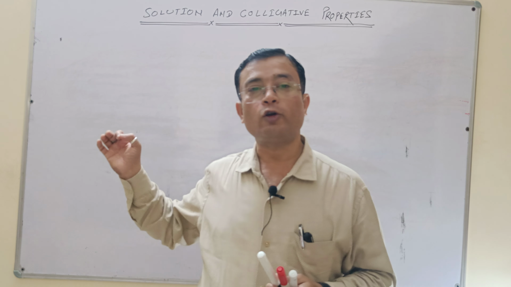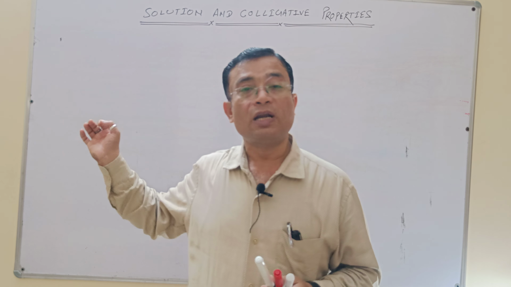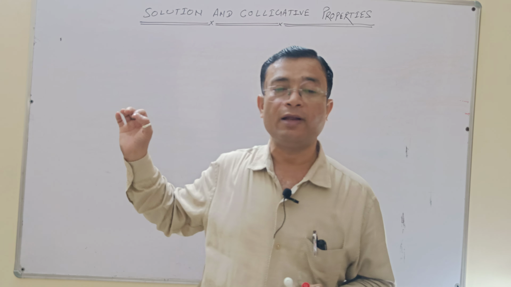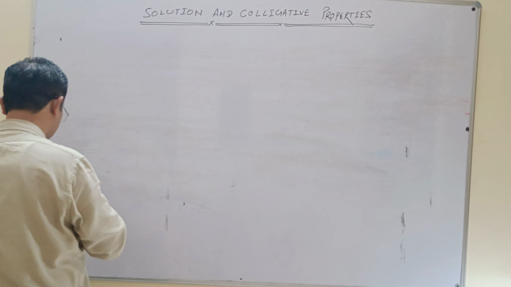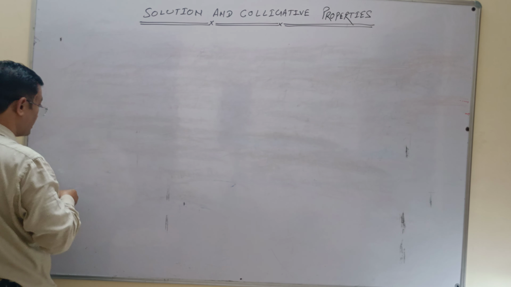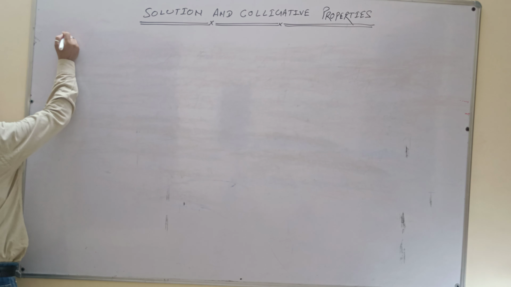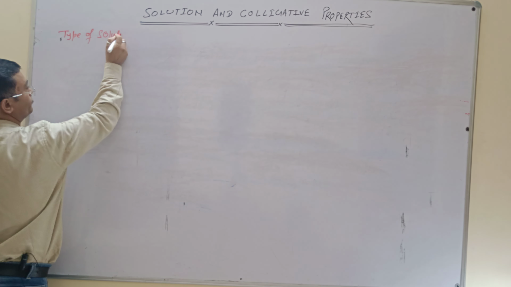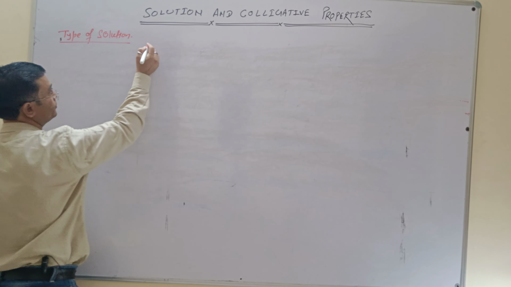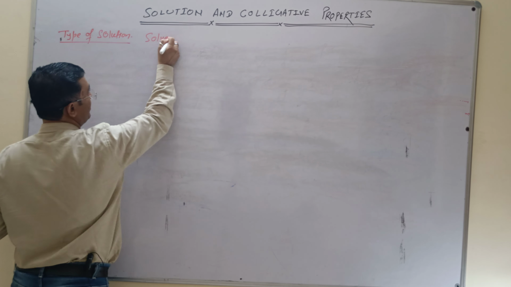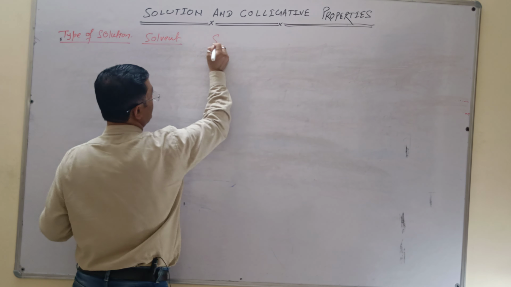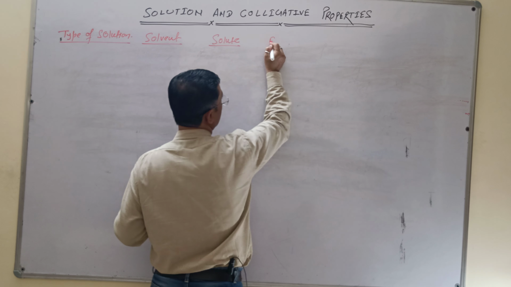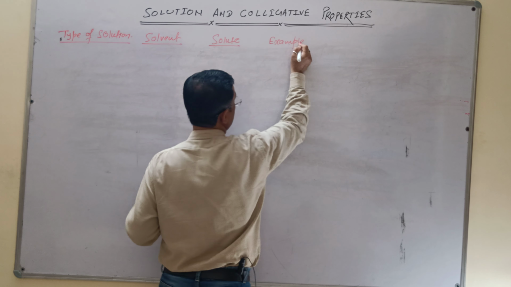Now I am going to make a table, and multiple times questions in the NEET and JEE exams, also in the board exam, are asked from this table. So please understand this table carefully. You can see here, I am writing type of solution. Now here this is the solvent component, this is the solute component, and I will mention here an example of each such solution.